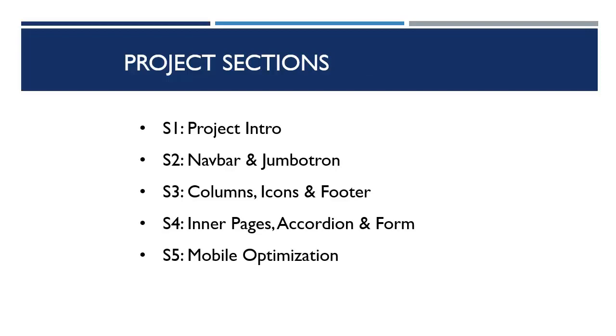We have the project intro, which you're watching right now. The Navbar and the Jumbotron we'll be doing together. Section 3 will be columns, icons, and the footer. Section 4 will be the inner pages, the accordion, and the contact form. And then in Section 5, we're going to look over and just optimize it for mobile screens using media queries.